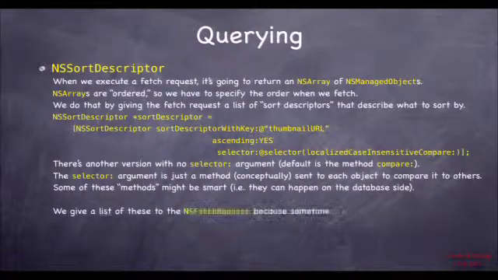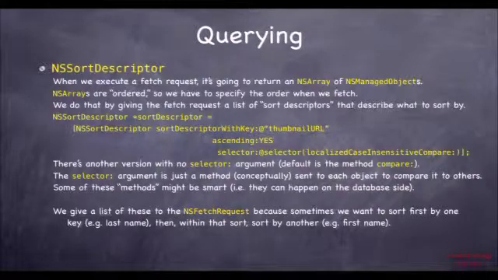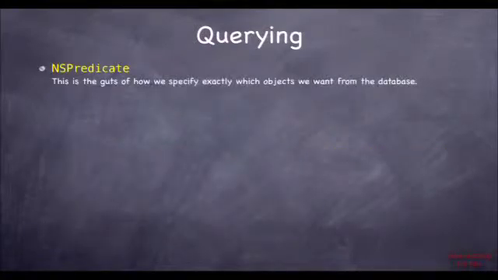The other thing that's interesting is the fetch request does not take a sort descriptor, it takes an array of sort descriptors. Why does it take an array of sort descriptors? Well, because you might want to be sorting by last name, and then within last name, sort by first name. So in other words, that's why you want multiple sort descriptors. Often you're only passing one sort descriptor, but sometimes you'll pass multiple.